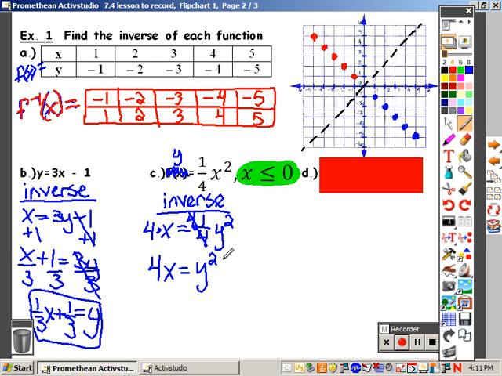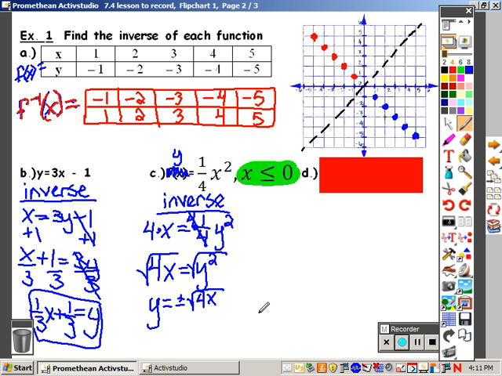Is y by itself? No. How do I get y by itself? I have to undo the square, so I use square root. So I'm going to take the square root of both sides, and I get y equals, what do you not forget when you take the square root? Don't forget your plus or minus the square root of 4x.